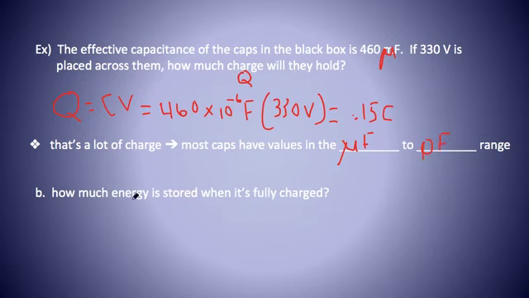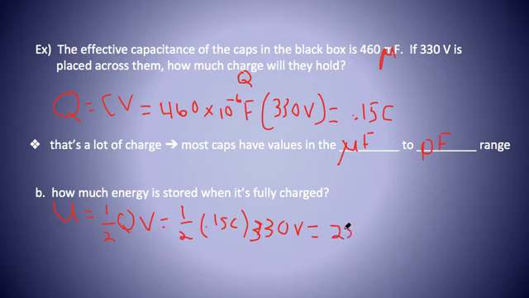So the next question we can ask is how much energy is stored in here, and again, fairly straightforward. Energy is U. We can use 1/2 QV, we can use 1/2 CV squared. We have all the information, so let's take 1/2 Q times V. So 1/2 times 0.15 coulombs times 330 volts. Let's try to make this a little bit more legible. And you punch in the numbers, and we get a fairly large number for such a small device. 25 joules is quite a bit of energy for the device that you saw in the YouTube clip.